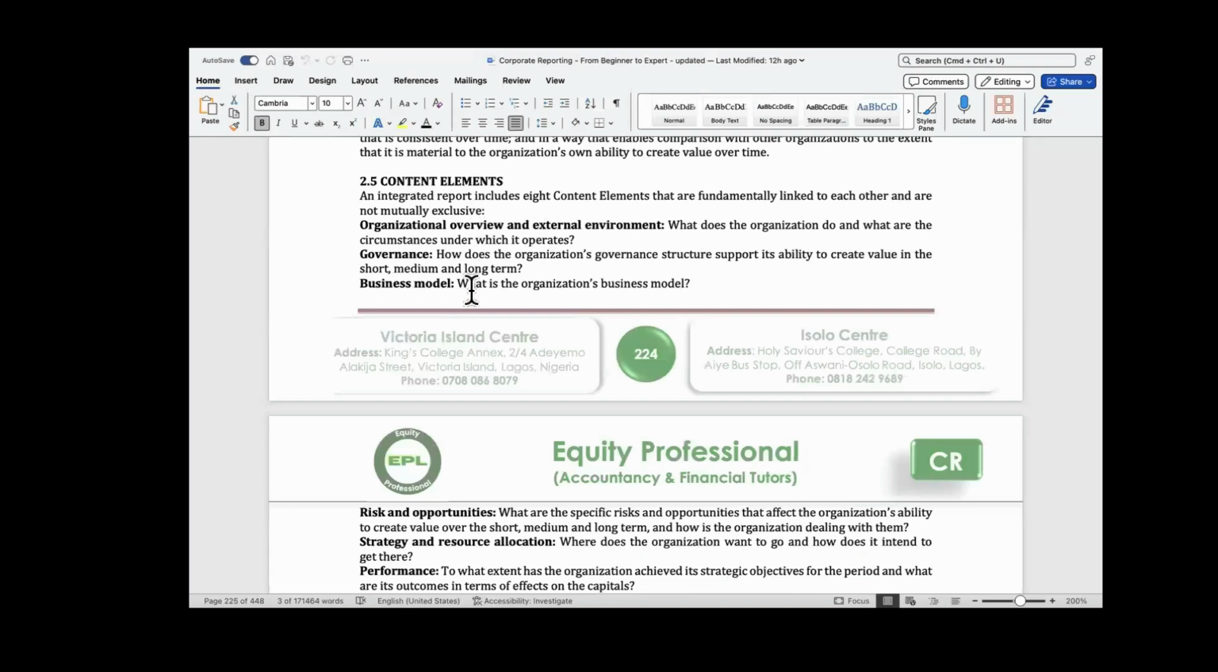Okay. And if you open up any financial statements, you will see that most of them follow this approach. You will see all of these headings there right now. Before you get to the financial statement part, you see them talk about the organization overview and external environments, and a lot of things. You see the chairman's statement, it talks about what the organization is doing, what they plan to do, their strategy, and also they talk about their external environment, what's happening, the macroeconomic environment.